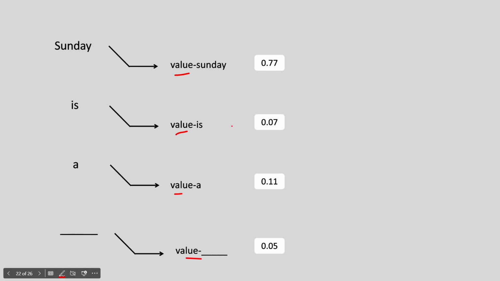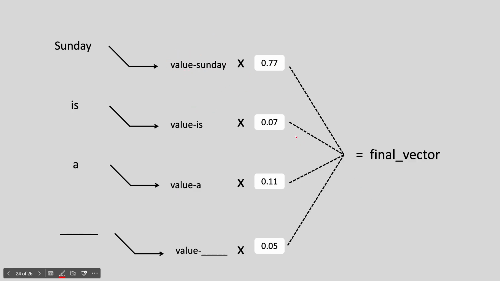So what you do is multiply all these scores. This is the highest score, which means the weightage of this value is going to be the highest. You know what a weighted sum is. The weight over here is the highest, which means the say of this particular value is going to be the highest. So we will multiply all of this and then add, and this will give us the final vector.